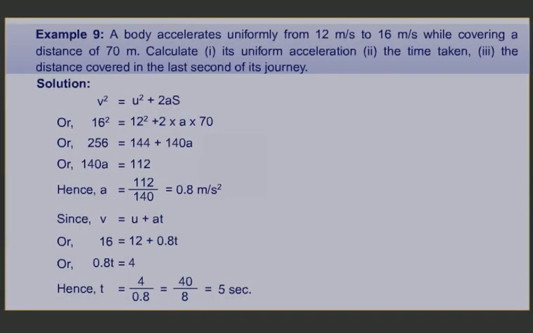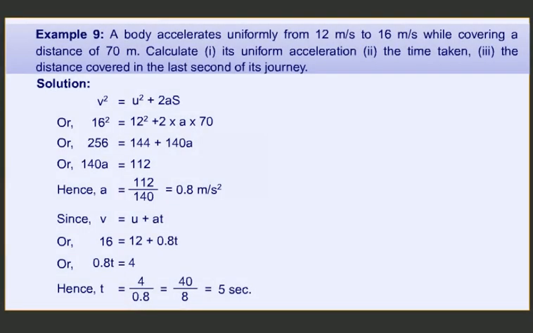Now here's yet another example. The question says, a body accelerates uniformly from 12 meter per second to 16 meter per second while covering a distance of 70 meter. Calculate, number 1, its uniform acceleration, number 2, the time taken, and number 3, the distance covered in the last second of its journey.